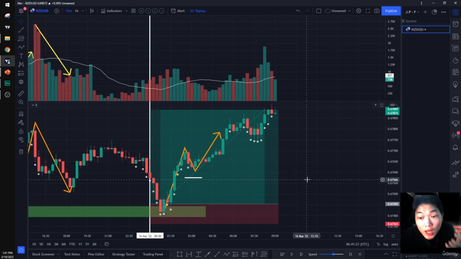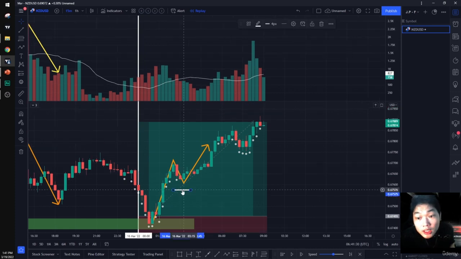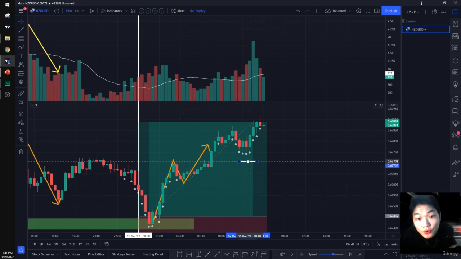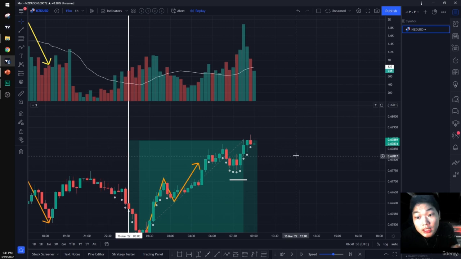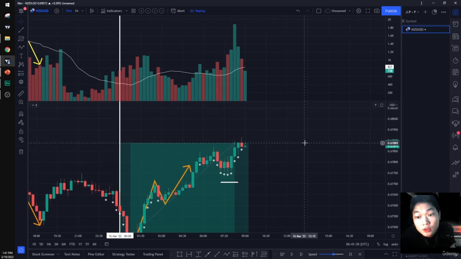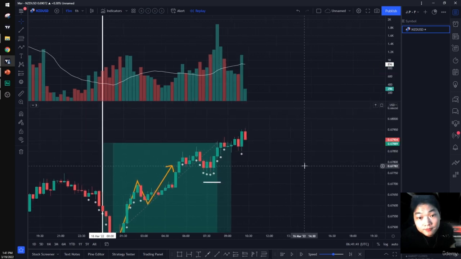And you can see that I already took profit after this trade, but of course you can continue trading by changing your stop loss from this low to this low and let the market continue going up until price hits your trailing stop.